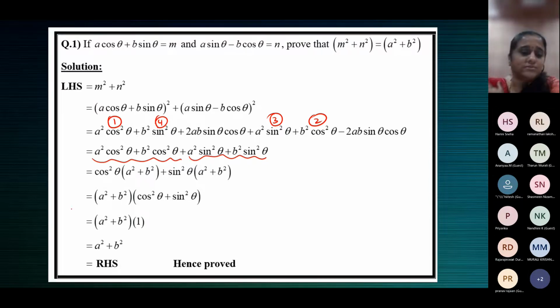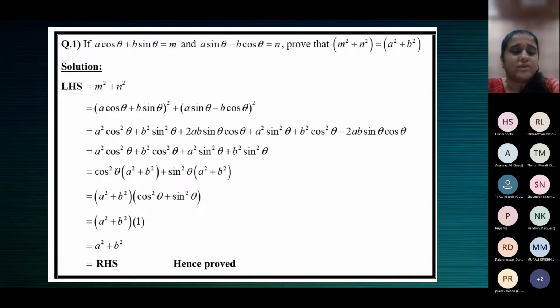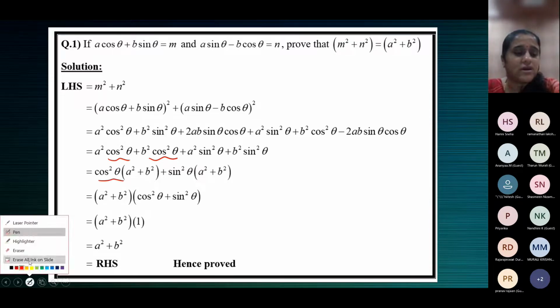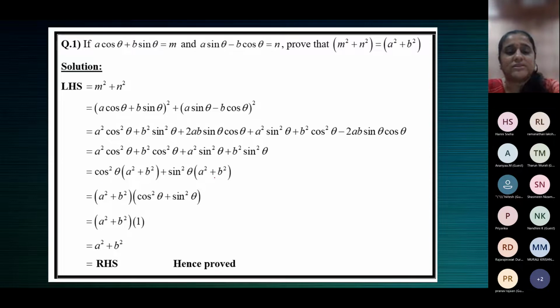We'll do that also. So I've grouped like this. Then I've taken out cos square theta common between the first 2 terms, so you will get a square plus b square in the bracket. And between the last 2 terms, sine square theta is common, so you get a square plus b square in the bracket.